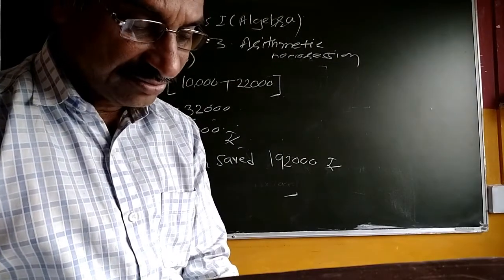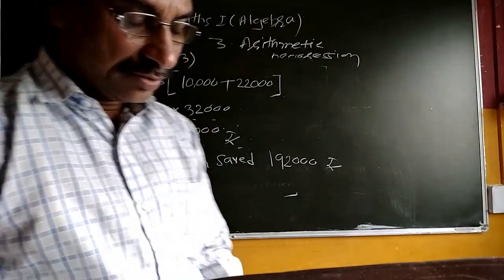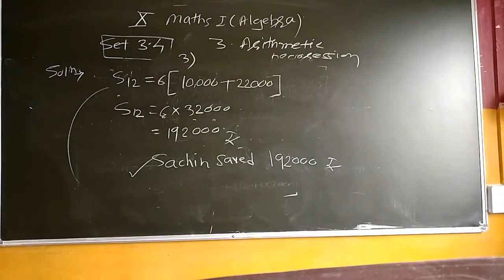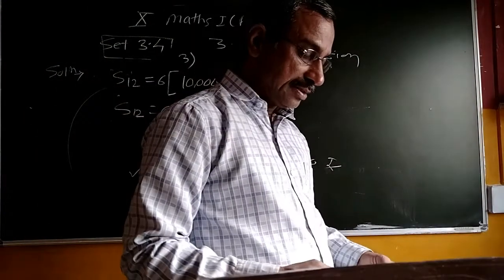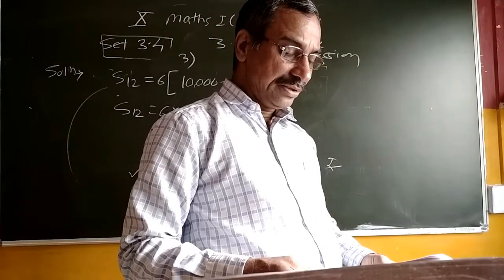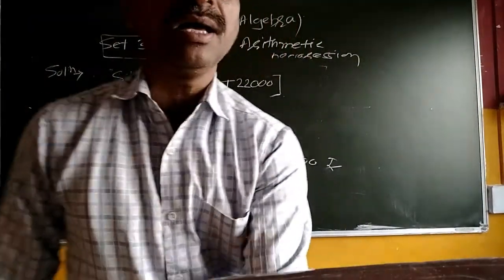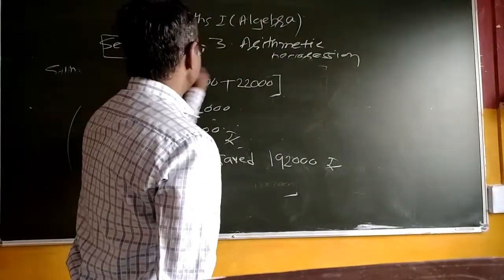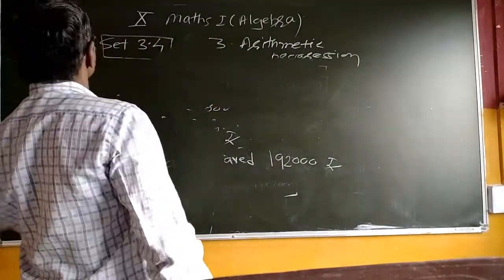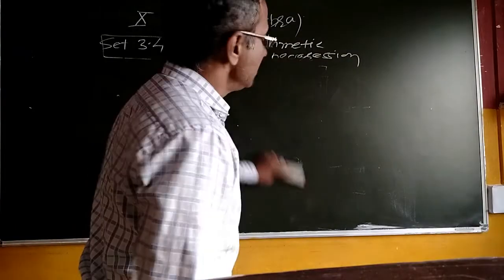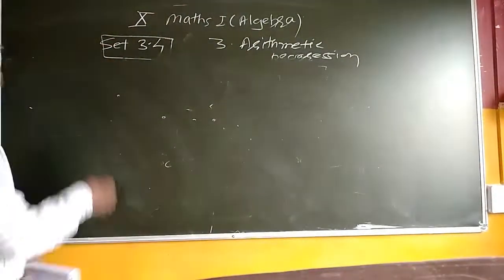So we are going to solve the next example. Question number 4. There is an auditorium with 12 rows of seats. There are 20 seats in the first row, 22 seats in the second row, 24 seats. These are all applications of an AP. This is an example based on application of an AP. So, question number 4.